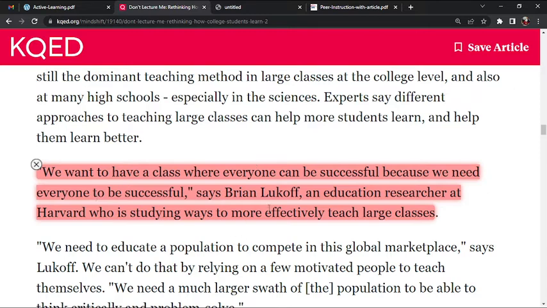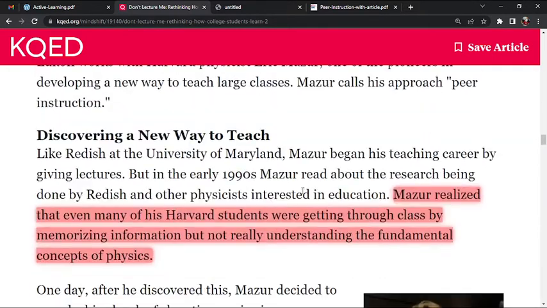Now, that is Brian Lukoff who says that, an education researcher at Harvard who is studying ways to more effectively teach large classes. It might not apply to large classes in a situation, but let us get the principles. Now, getting back to it, Mazur realized that even many of these Harvard students were getting through class by memorizing information, but not really understanding the fundamental concepts of physics.